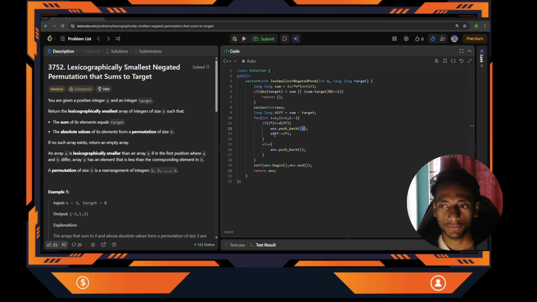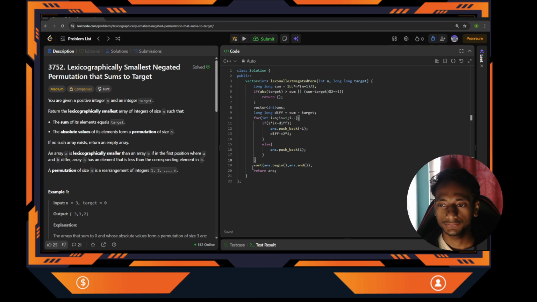Here I have already converted to -i, so our sum will also decrease by 2i. Got it? So diff minus 2 into i. Why 2 into i? It is clear already. Else, I cannot convert this number to negative, so diff stays the same, and in the answer vector I store positive i, not -i. After this for loop, diff will be 0, and the answer vector has all the numbers 1 to n with sign, positive or negative based on the condition.